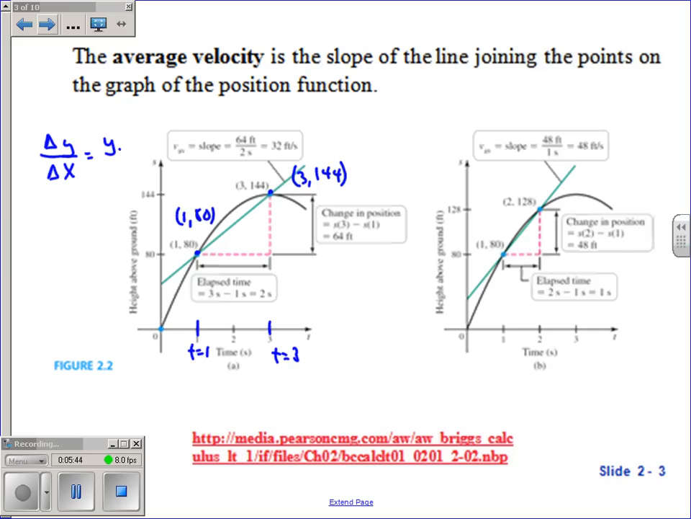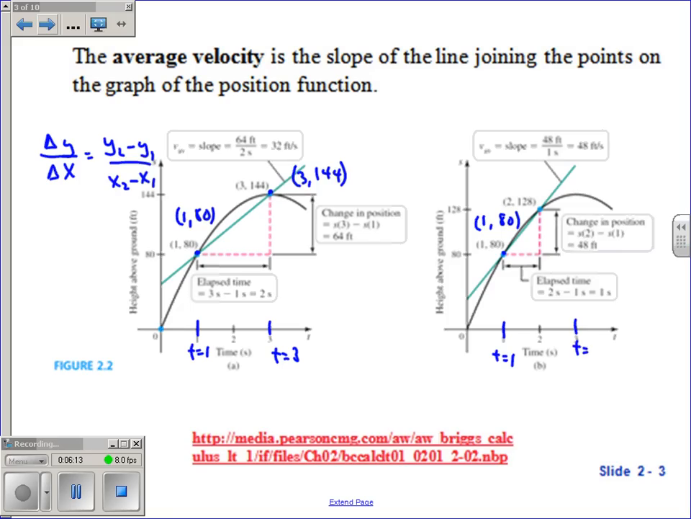So that's like y2 minus y1 over x2 minus x1. Okay, that's your average velocity, and that is just the slope of that line passing through those 2 points. On the second one, we had t equal to 1, and the y value at that point was 80, which was our position. So (1, 80), and that's the height above the ground that the problem gave us.